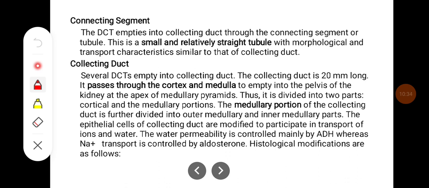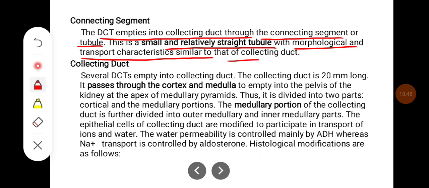Connecting segment. The DCT empties into the collecting duct through the connecting segment or tubule. This is a small and relatively straight tube with morphological and transport characteristics similar to those of the collecting duct. And the collecting duct is 20 millimeters long. It passes through the cortex and medulla to empty into the pelvis of the kidney at the apex of the medullary pyramids.